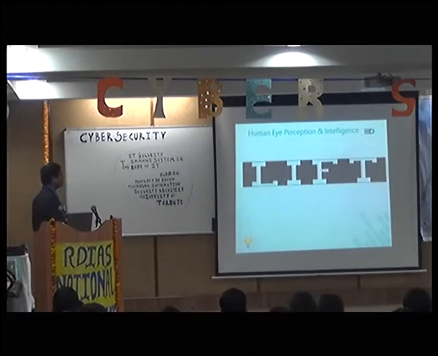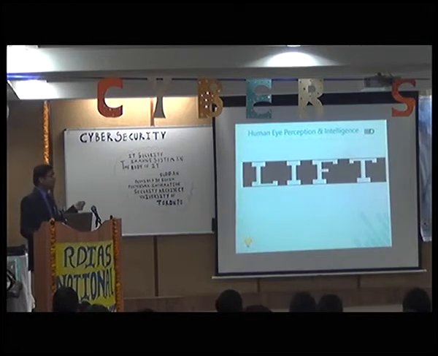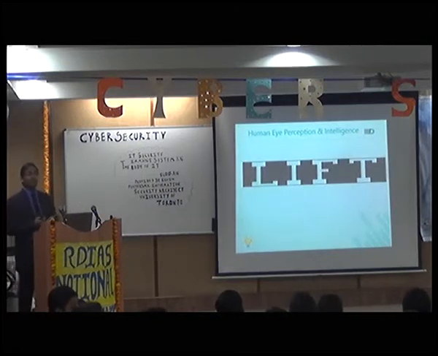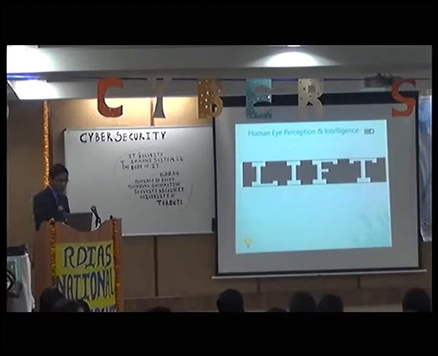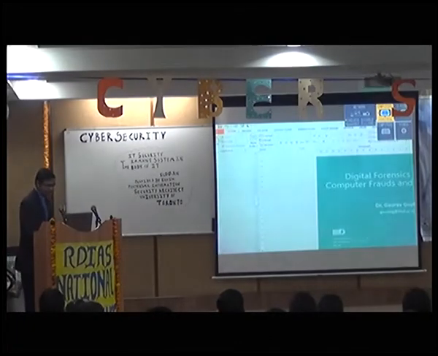So basically, human brain and human eye perception and intelligence is the basic concept behind steganography. That if I know what to look for, I will look for it. Otherwise, most of the time I may or may not get it. So steganography is something where people are using this kind of perception to do frauds. I can show you one more example here.